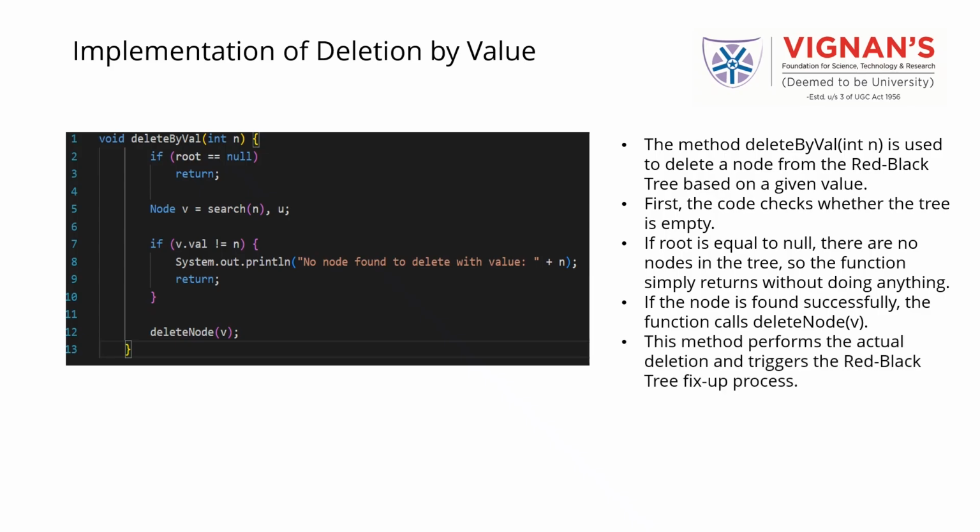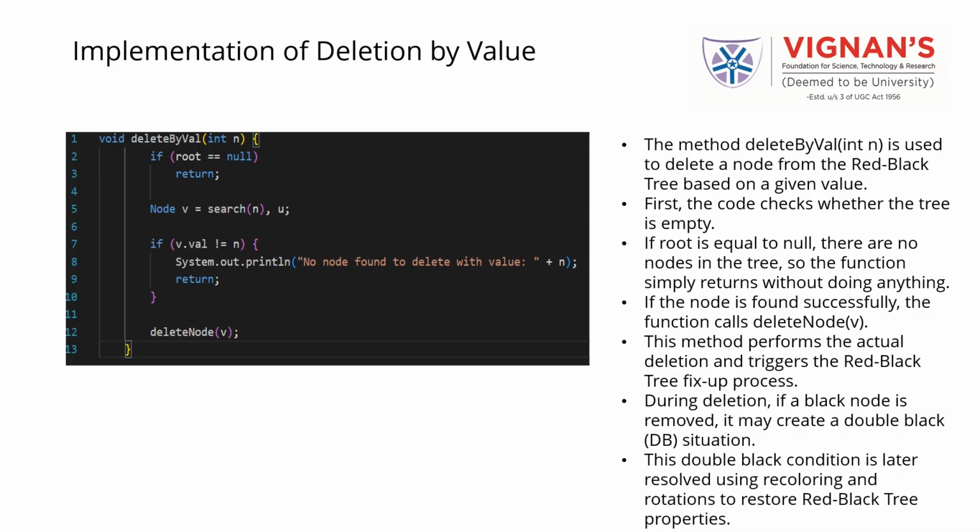This method performs the actual deletion and triggers the red-black tree fix-up process. During deletion, if a black node is removed, it may create a double black (DB) situation. This double black condition is later resolved using recoloring and rotations to restore red-black tree properties. Overall, this method handles value-based deletion, while the balancing logic is managed internally by the deleteNode and fix-up routines.